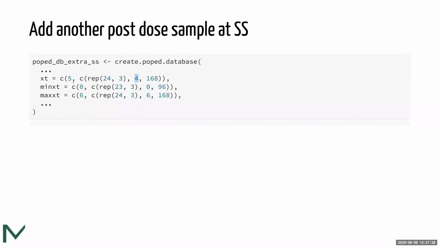I didn't show you the details before, but the first element here is defined in the model to come from the single dose PK model. Everything else is coming from the steady state model. So this 4 here is going to be 4 hours after the dose at steady state. We're going to allow that to vary between 0 and 6 again.